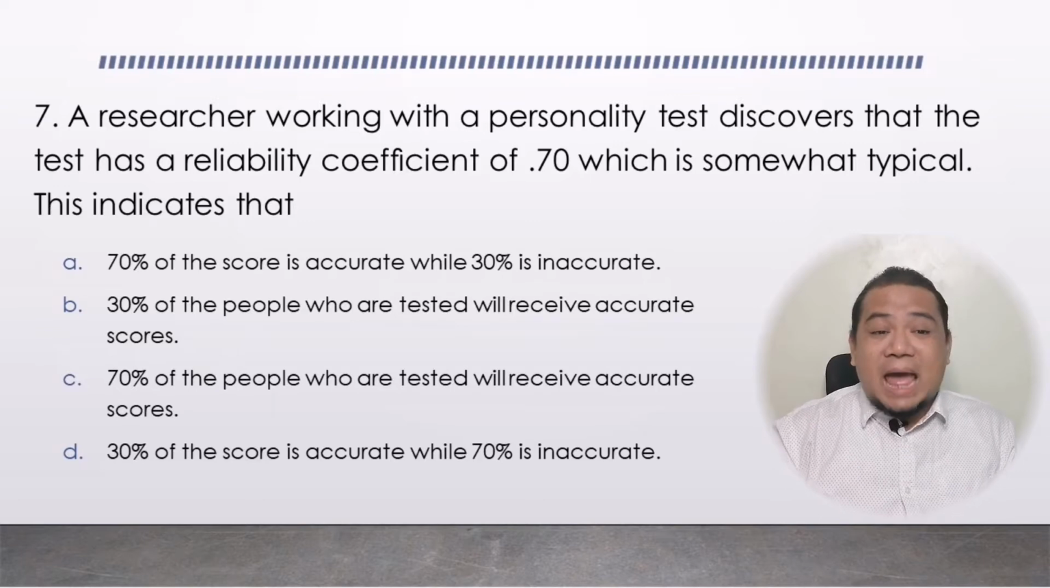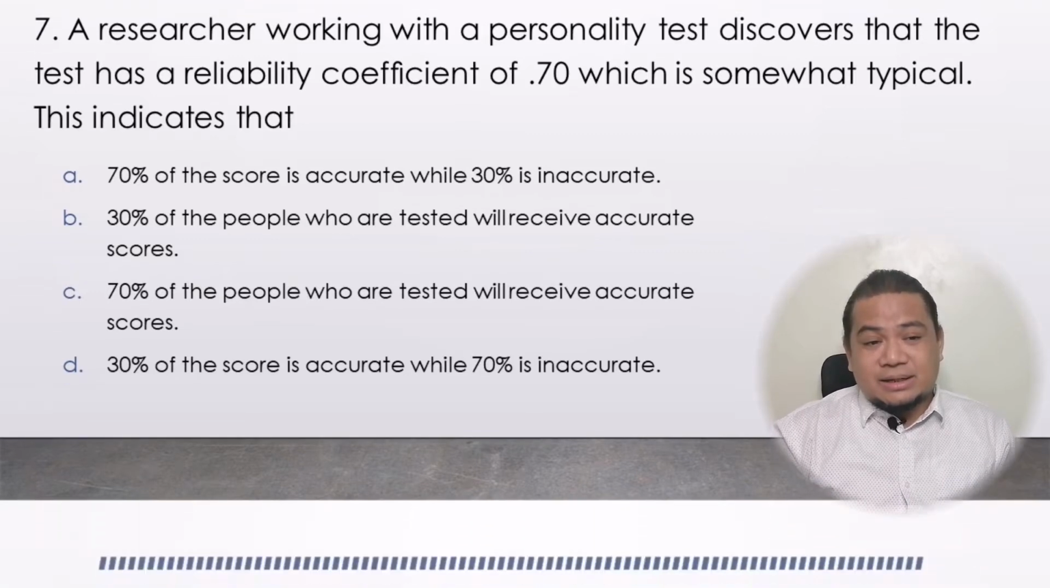This indicates that, letter A, 70% of the score is accurate, while 30% is inaccurate. B, 30% of the people who are tested will receive accurate scores. Or C, 70% of people who are tested will receive accurate scores. Or D, 30% of the score is accurate while 70% is inaccurate.